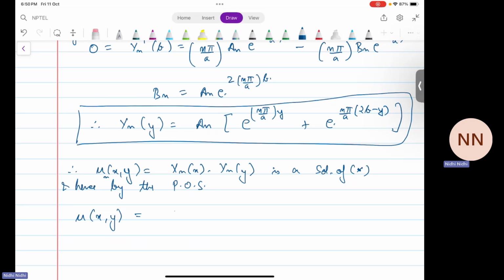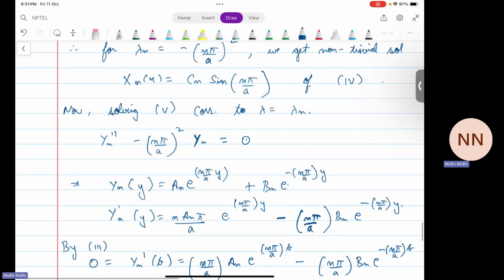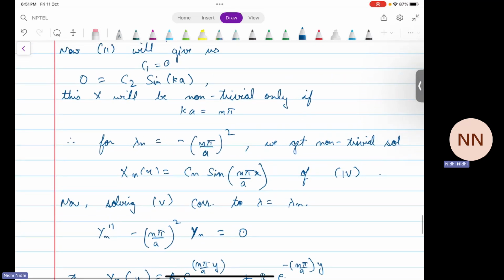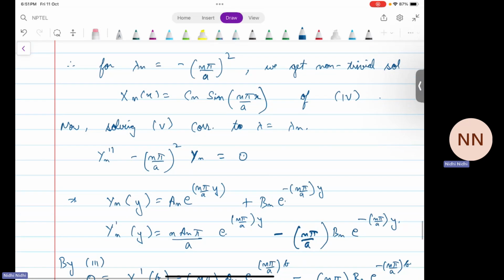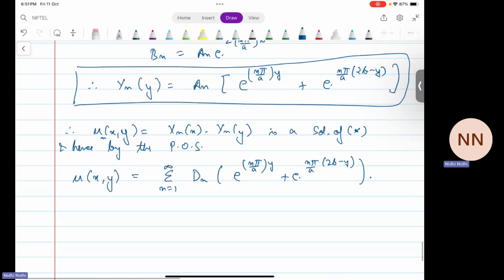and hence by the principle of superposition, u(x,y) is equal to summation n from 1 to infinity. I'll take some other coefficient dn times e to the power n pi by a y plus e to the power n pi by a (2b minus y) times, so what was Xn? Sin n pi x by a.